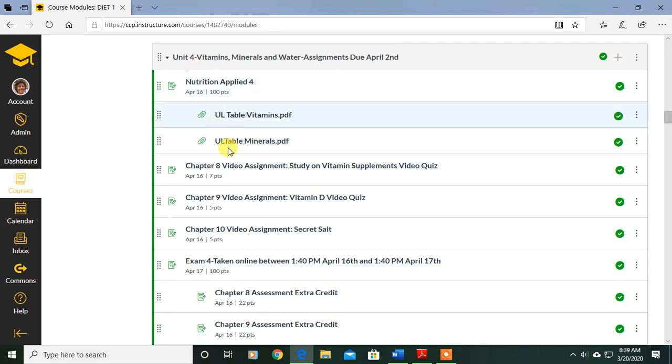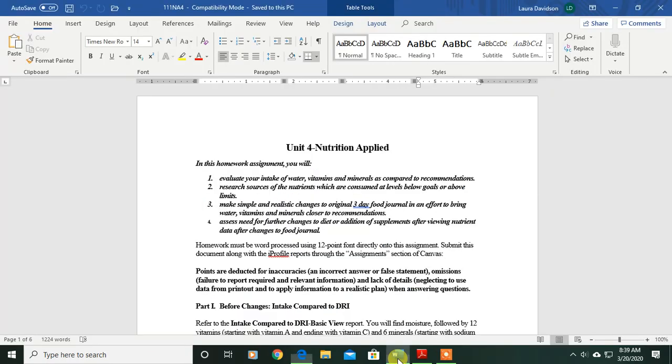Note here that I have added links to the UL tables because they can be a little bit hard to find. So you have them here, both of them under the homework assignment. This homework assignment, I think it's really important and it will show you a lot about your diet, but it is a little bit more complex. So let's take a look at this really quickly.